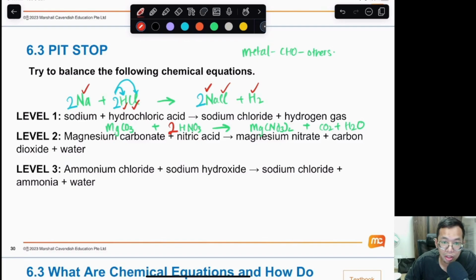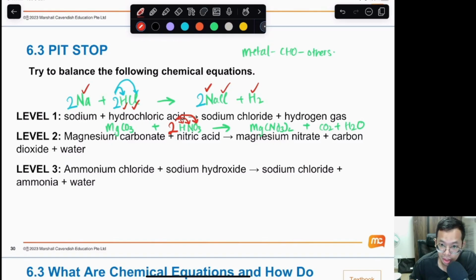I have 6 oxygen on the left hand side. I have 6, 7, 8, 9. I have 9 oxygen on the right hand side. Left hand side I have 3, 6. Okay, because remember this 2 is multiplication to all. So now I have 6 oxygen in the nitric acid, and then 3 oxygen in magnesium carbonate, so total 9.